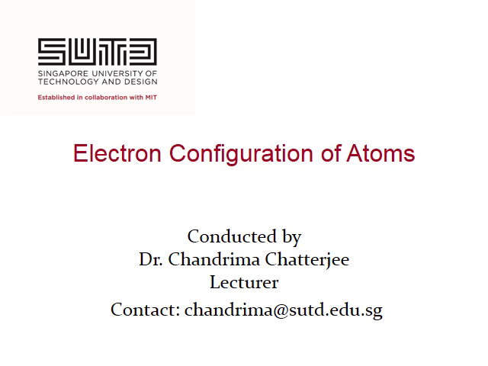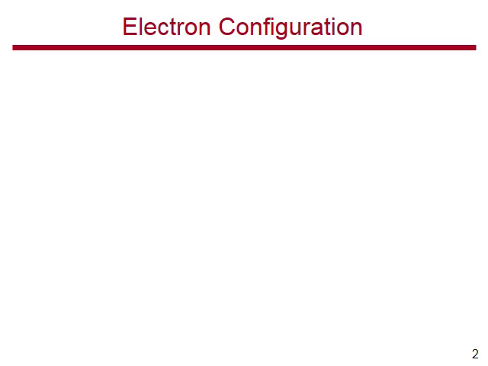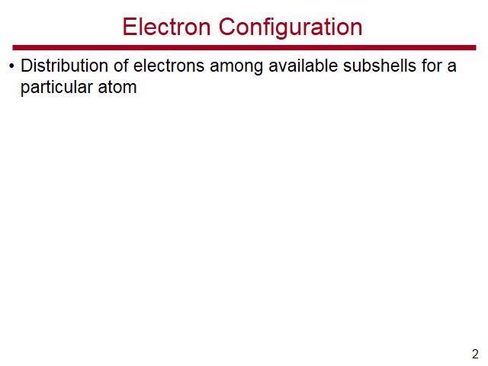Hi, in this video, we are going to talk about electron configuration of atoms. Now, what is electron configuration? Well, it tells us how the electrons are distributed among the available subshells for a particular atom.